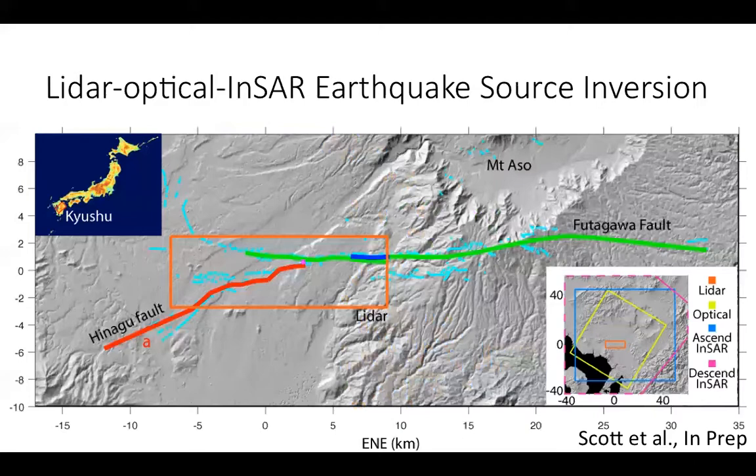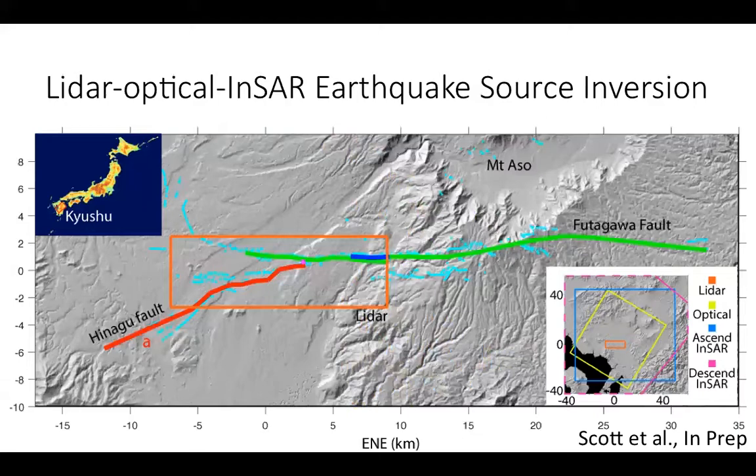That was the first half of the project. We're now going to talk about Lidar, optical, InSAR earthquake source inversion. This time the work is going to focus on the entire fault trace.